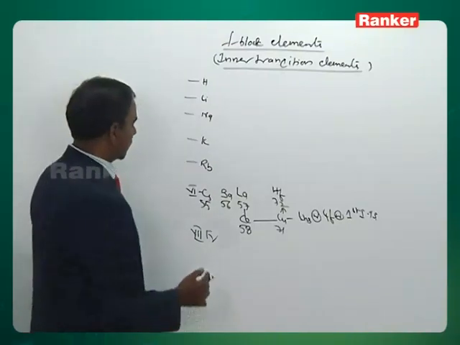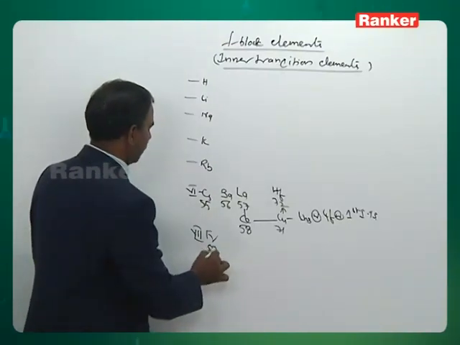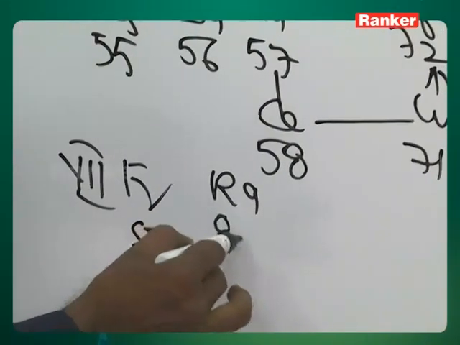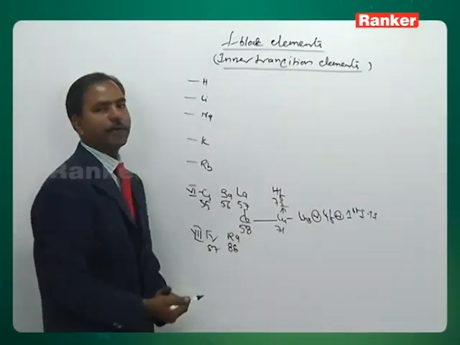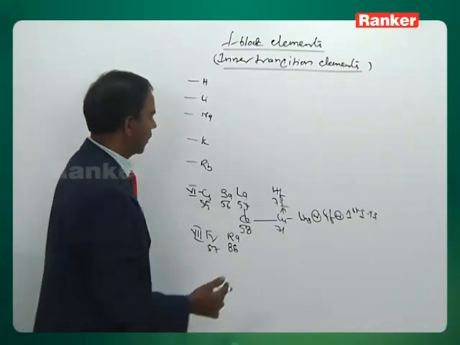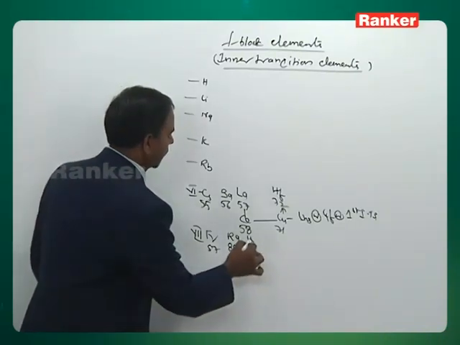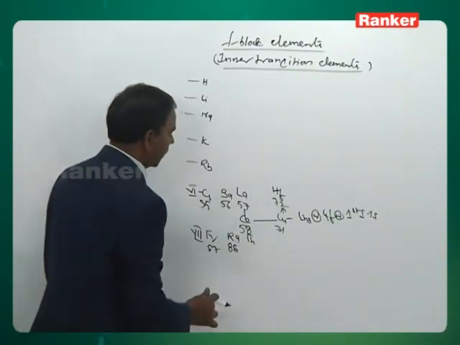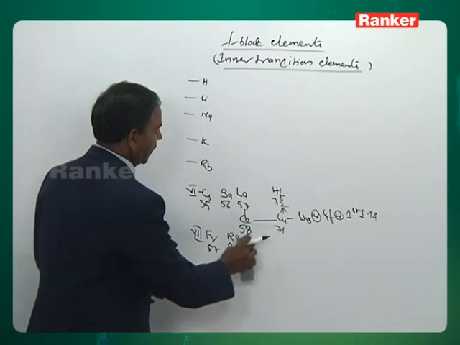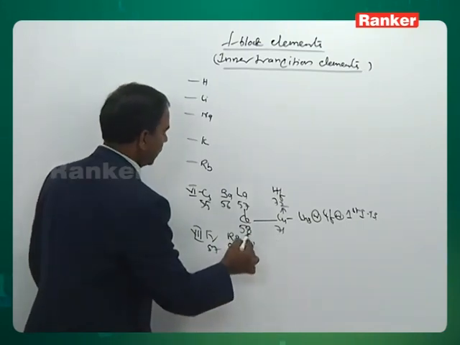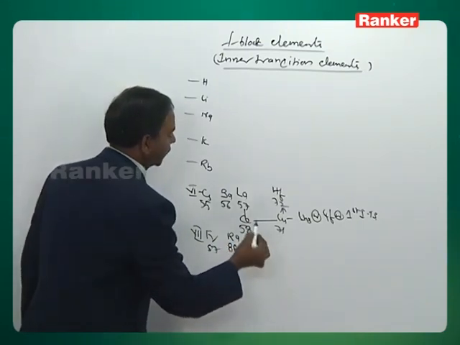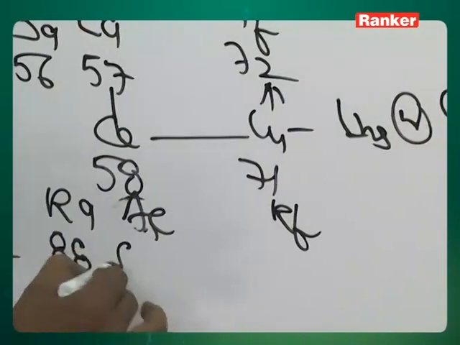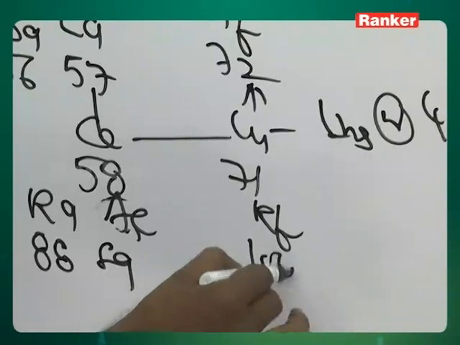Now let us consider the 7th period. Francium 87. After 87 it is radium, 88. After 88, the next element is actinium, 89. Actinium, and then rutherfordium, which is 104.